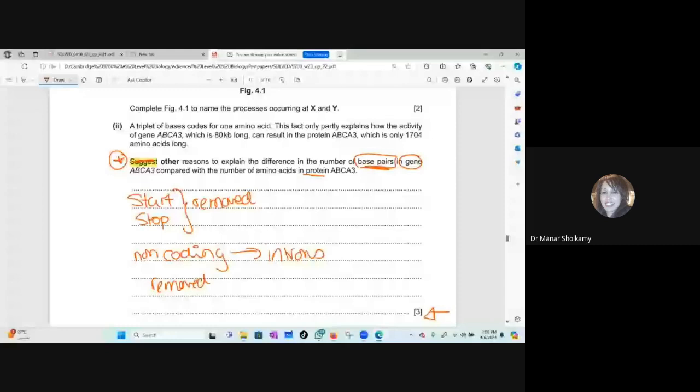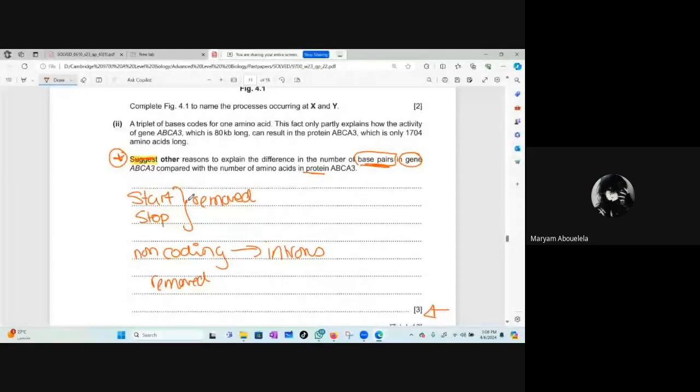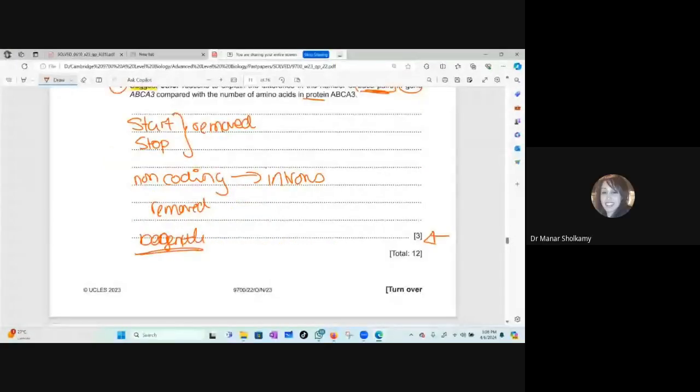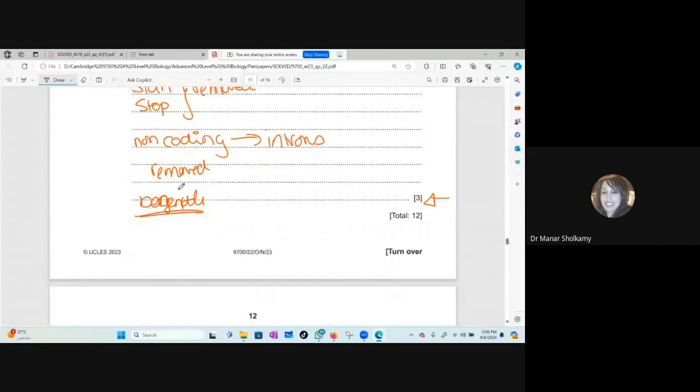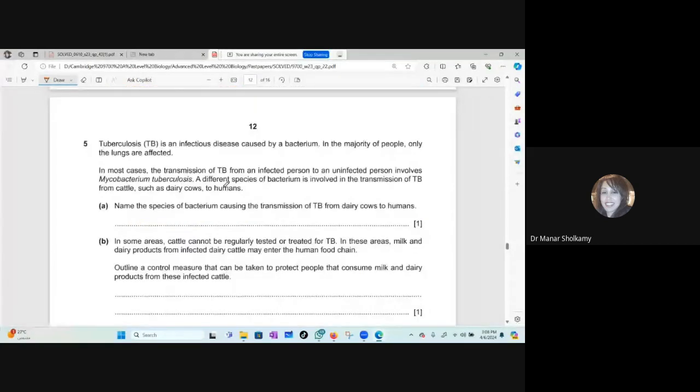Okay. Give me one last reason. The genetic code is degenerate, so more than one base triplet can code for the same amino acid. Very good. So sometimes they are just repetitive, or they're different, but they call for the same amino acid.